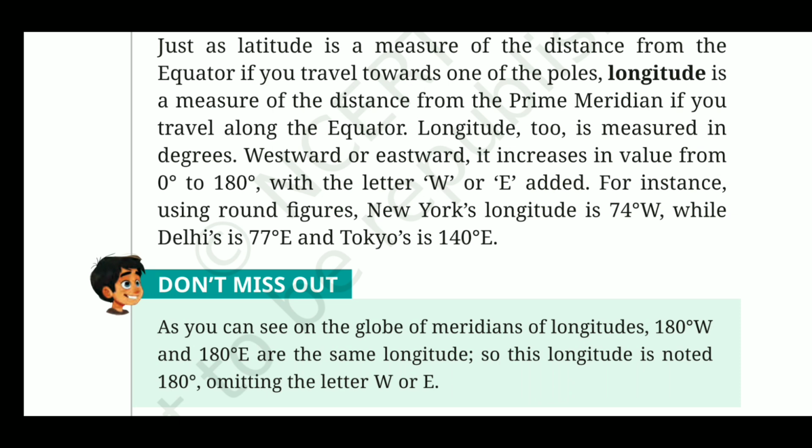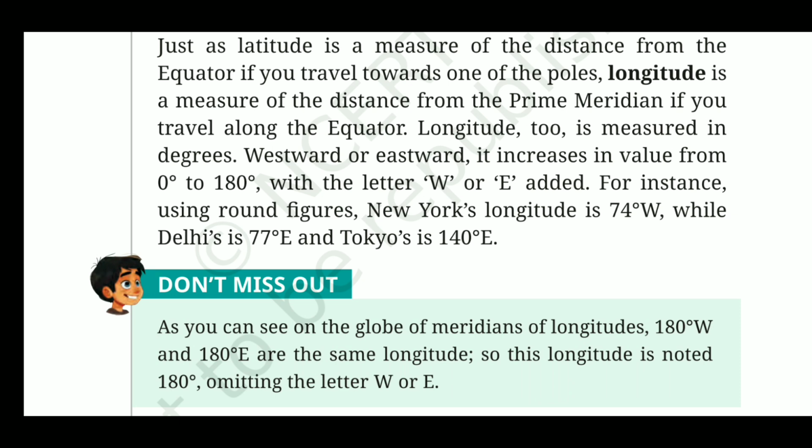Just as latitude is a measure of the distance from the equator if you travel toward one of the poles, longitude is a measure of the distance from the prime meridian if you travel along the equator. Longitude, too, is measured in degrees, westward or eastward. It increases in value from 0 degree to 180 degree, with the letter W or E added. For instance, using round figures, New York's longitude is 74 degree west, while Delhi is 77 degree east, and Tokyo is 140 degree east.